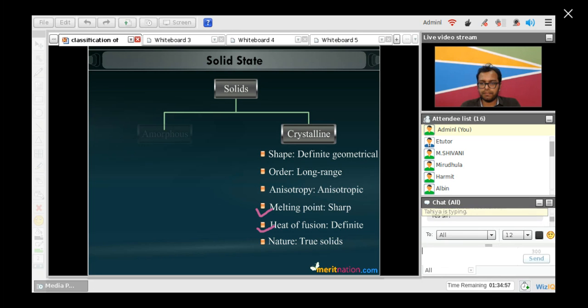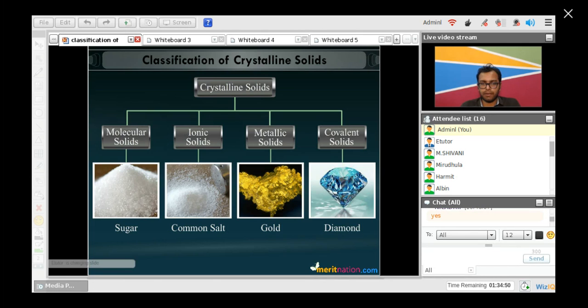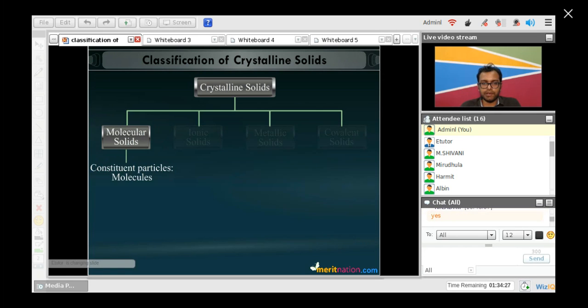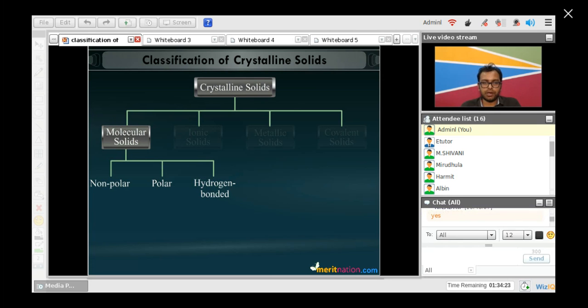Now crystalline solids are also called true solids. Crystalline solids can be divided into molecular solid, ionic solid, metallic solid, and covalent solid. Now, molecular solids are those solids in which the molecule cannot get converted into any other form. We have various examples corresponding to different types of solid. Let's talk about molecular solids here.